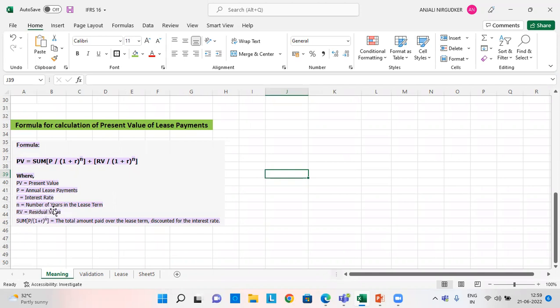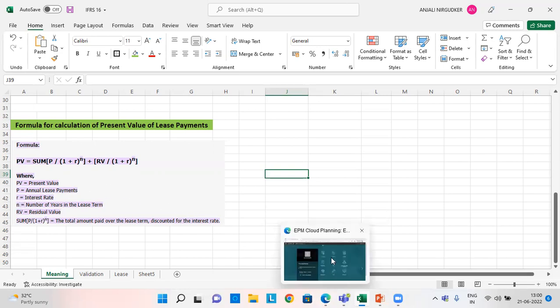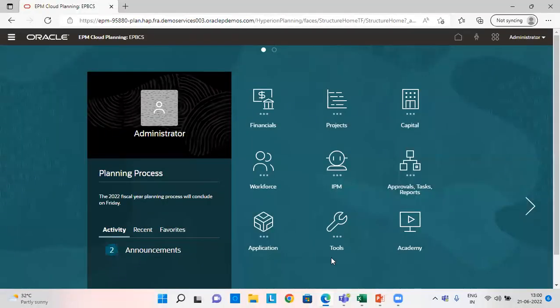N is the number of years in the lease term, RV is the residual value, and the sum in brackets P divided by (1 plus R) to the power N equals the total amount paid over the lease term, discounted for the interest rate R. So let's go and check in our application. To save time, I've already added a leased asset, calculated its value, and converted and reconciled it with the existing asset.